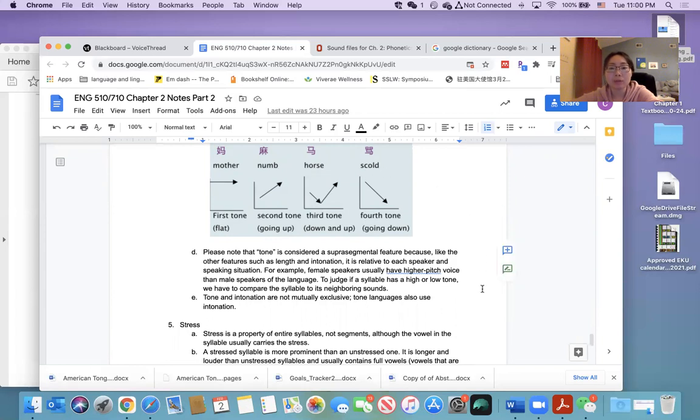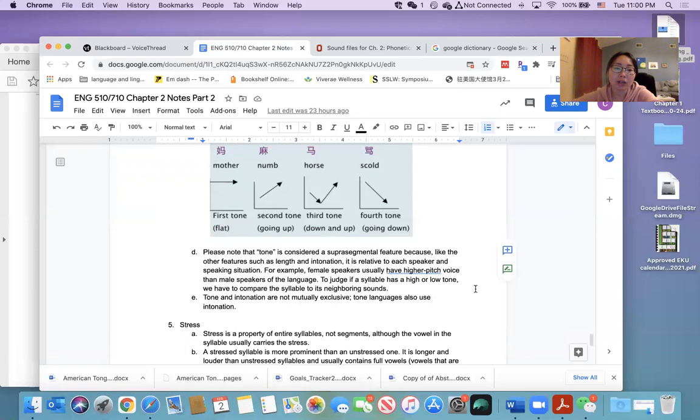Our sound files page has a man and a woman speaking the 4 syllables for you so that you can hear that the female speaker has the higher pitch, the male speaker has the lower pitch, but still both are able to produce the 4 different tones within the same syllable. Okay.